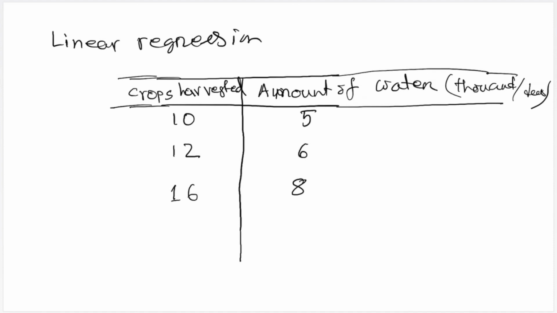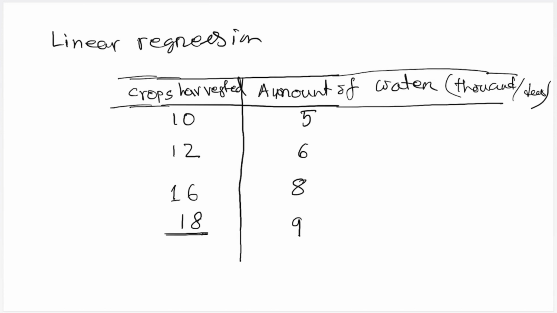Now can you answer this? What happens if we have 9 units of water? What should be the yield here? What should be the amount of crops harvested in a particular season? If you answered 18, you are correct.